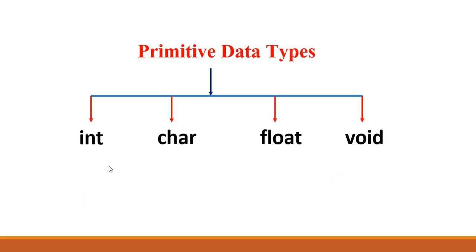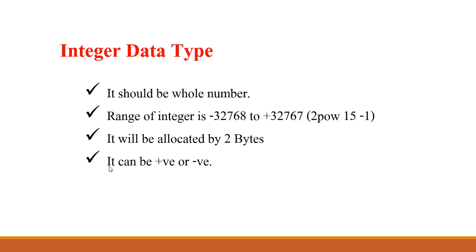These primitive data types are classified into 4 types: integer, character, float, and void. In the integer also, different types are there, which are called integer data types. Before that, first we'll see what an integer is. In the first session we also discussed numeric constants. In numeric constants we have integer and float.